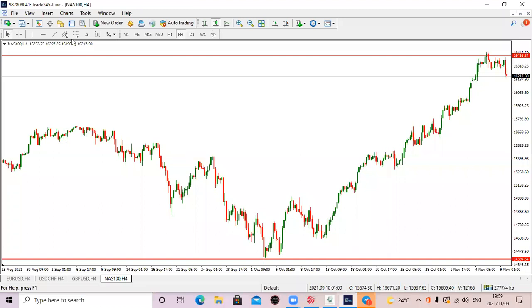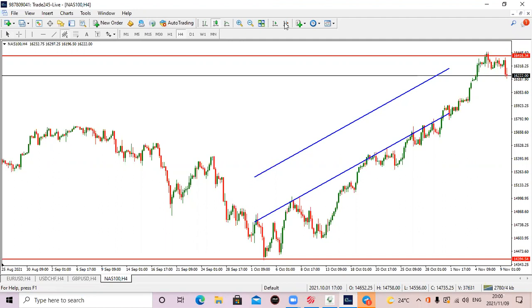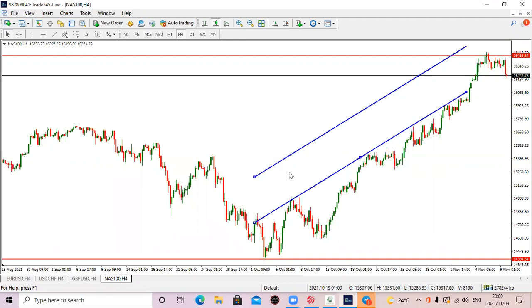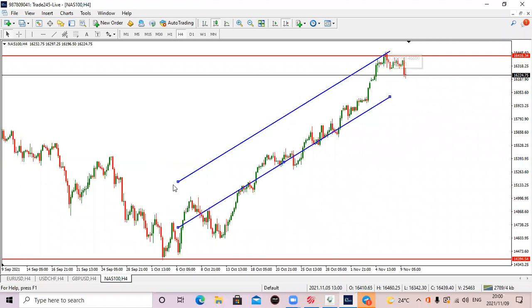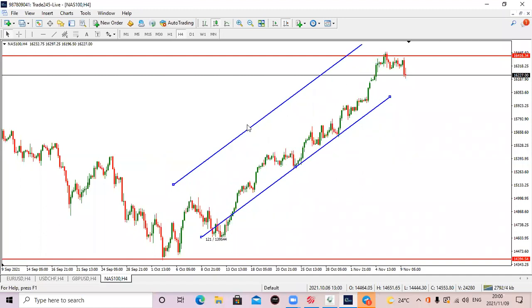This is my H4, and then I'm going to use the equidistant channel where I'm going to mark my structure. Okay, so this is my structure. That's the high there. Remember, when you're marking, you need to mark that high. Make sure the high is marked all the time.